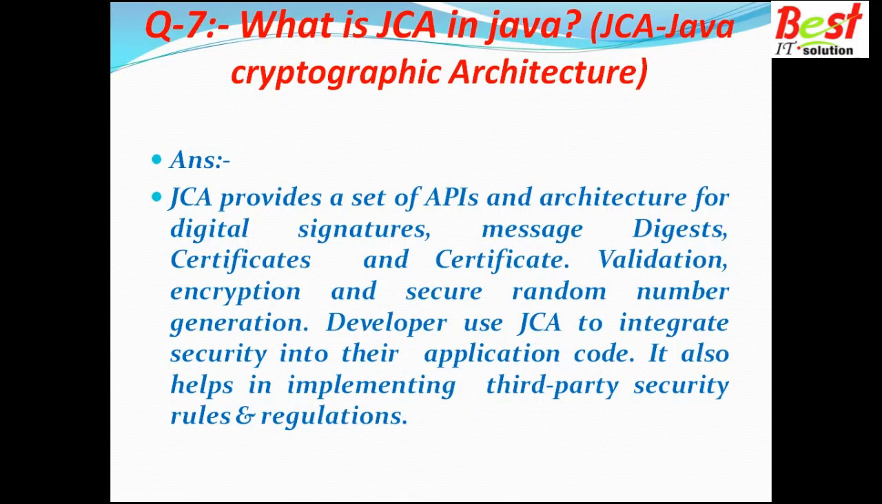encryption and secure random number generation. Developers use JCA to integrate security into the application code. It also helps in implementing third-party security rules and regulations. So JCA is generally used to secure applications, for security reasons only.